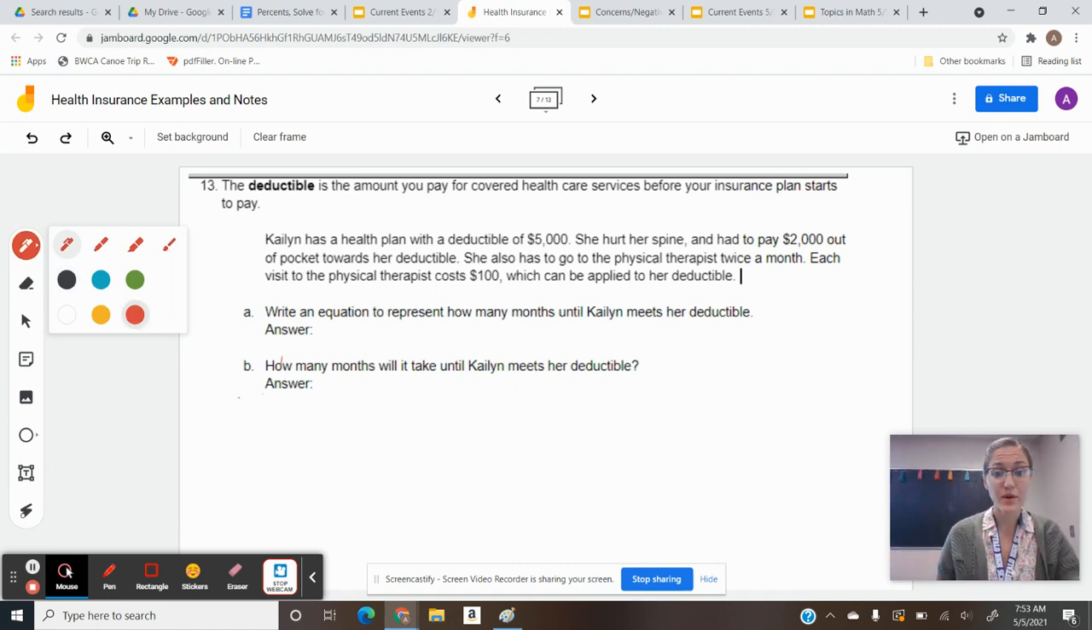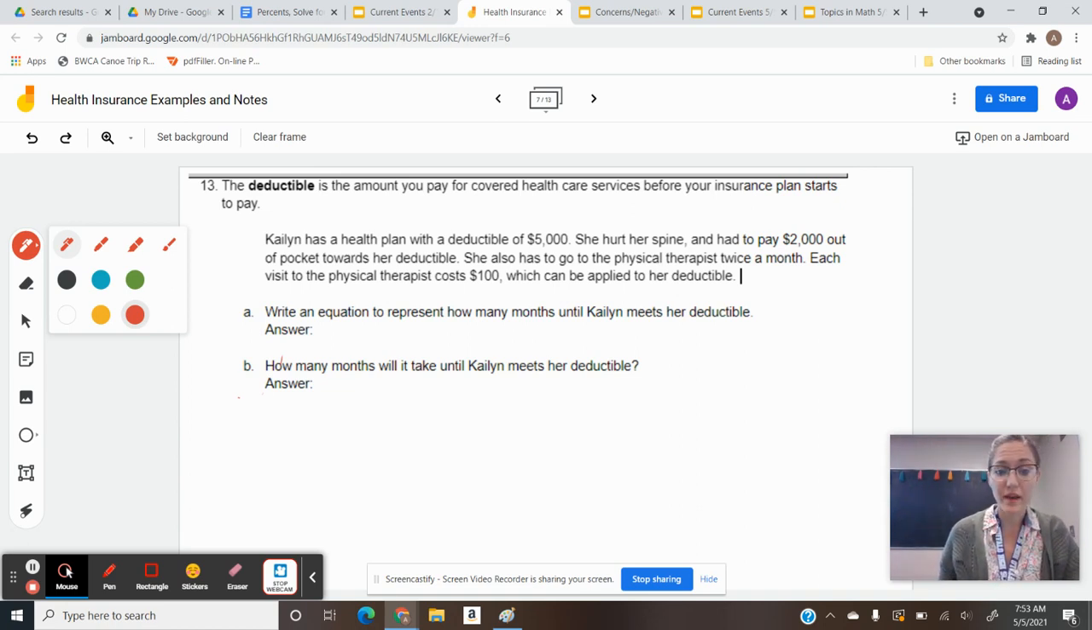So deductible is the amount you pay for covered healthcare services, like going to the doctor, before your insurance plan starts to kick in or starts to pay. It's kind of like having something really expensive, and your parents are like, okay, we'll cover the rest as long as you cover this much of it. Same thing with insurance. The deductible is the amount that you cover before they cover the rest of it.